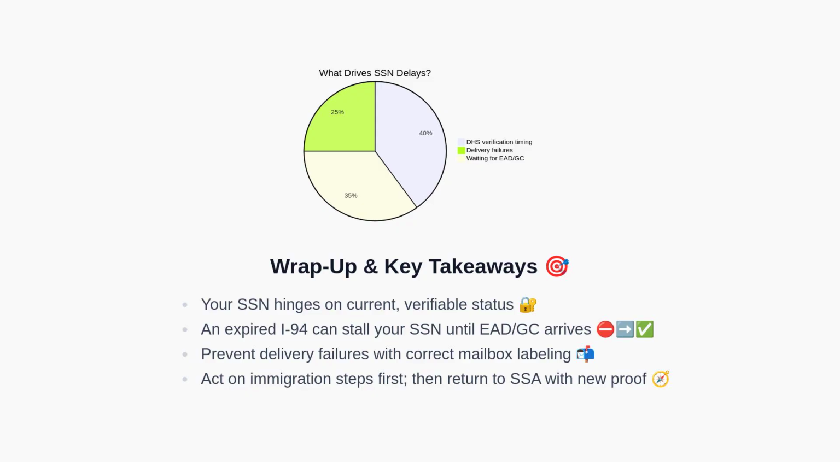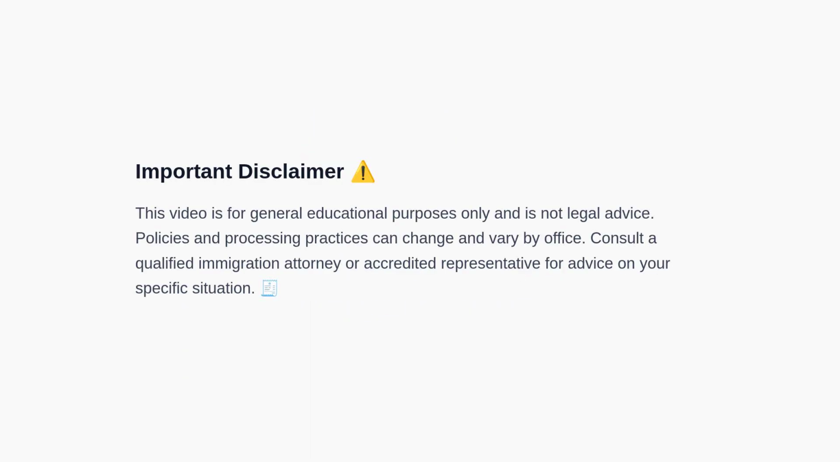In summary, your SSN depends on having current, verifiable status. If your I-94 expires while an application is pending, the SSN may stall until you have an EAD or green card. Prevent delivery failures by labeling your mailbox correctly. Take action on the immigration side first, and then return to SSA with the new proof so they can re-verify and issue your number.